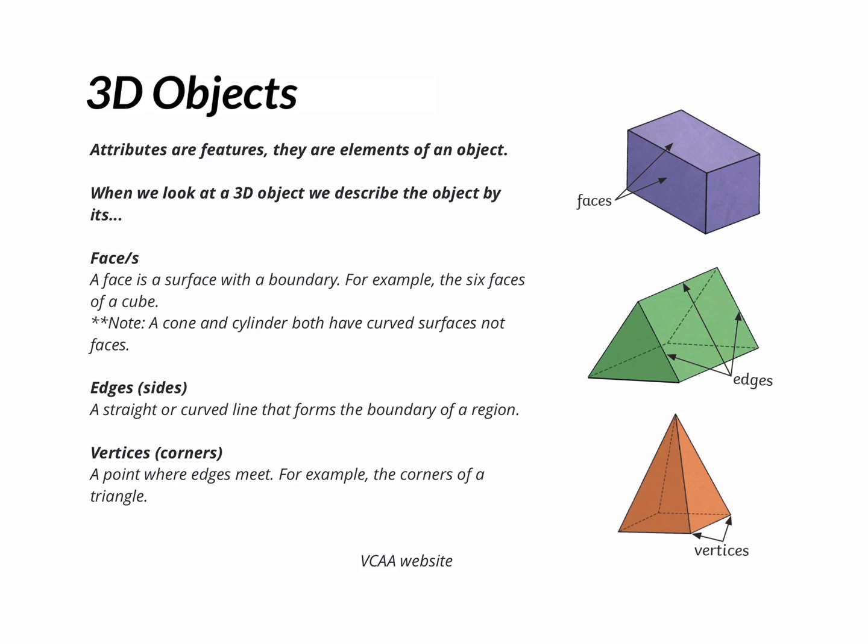For example, 3D objects have faces, edges and vertices, something we discussed in the first video. A face is a surface with a boundary. An edge is a straight line or a curve that forms a boundary of a region. And a vertex is where edges meet, for example the corners of a triangle.